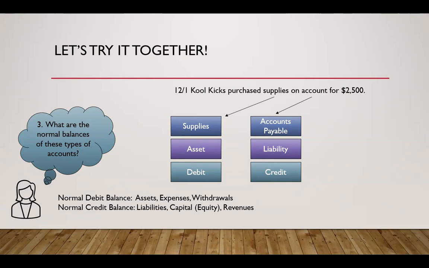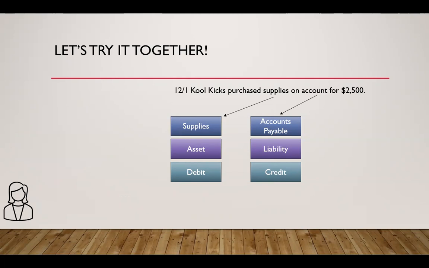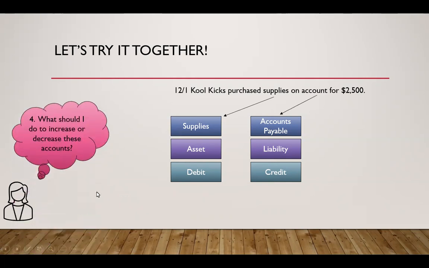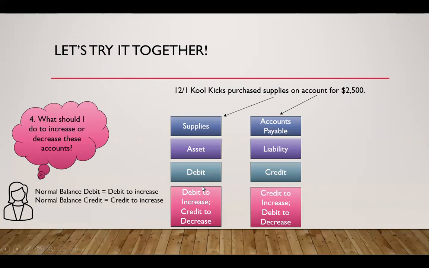So I have to get to question number 5. Now, question number 4 is sort of a review to help you remember how we increase an account with a normal balance of debit and how we decrease an account with a normal balance of debit, and the same thing for an account with a normal balance of credit. So we know that supplies has a normal debit balance. We're going to use a debit to increase, a credit to decrease, but we're going to do just the opposite for accounts payable because it does have a normal credit balance. We use a credit to increase and a debit to decrease.